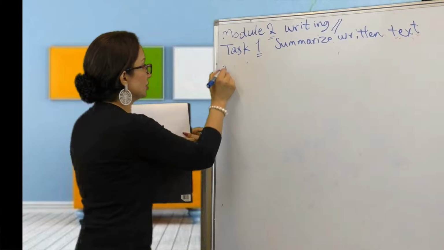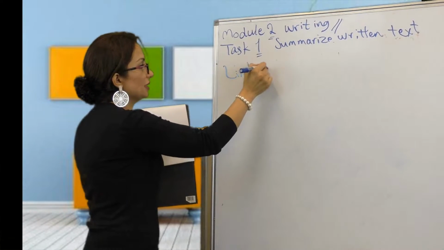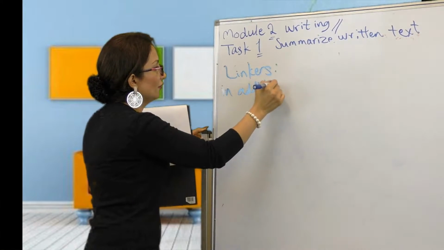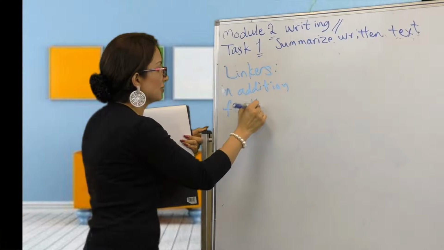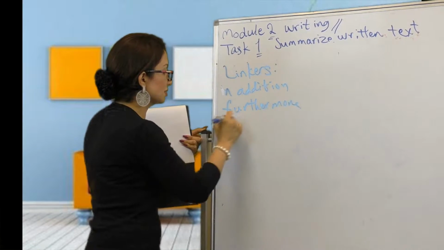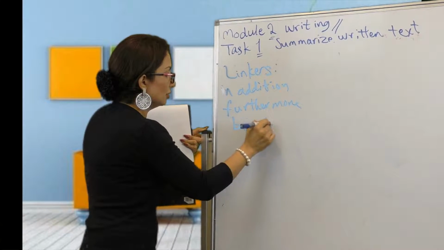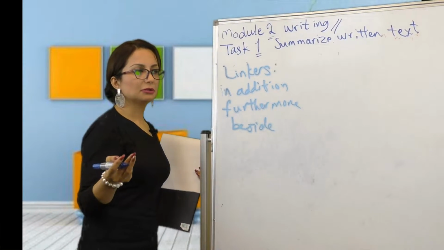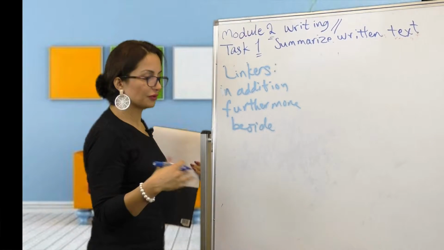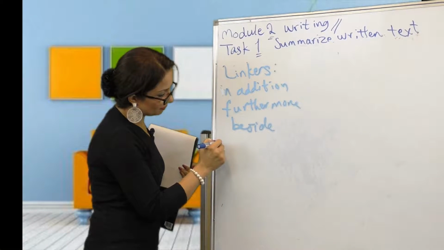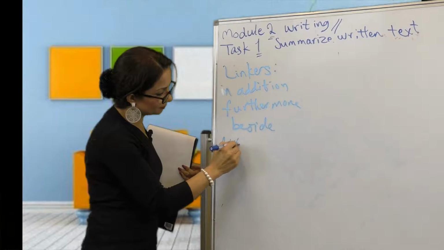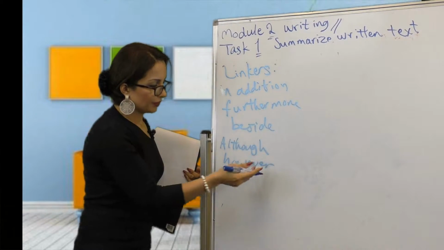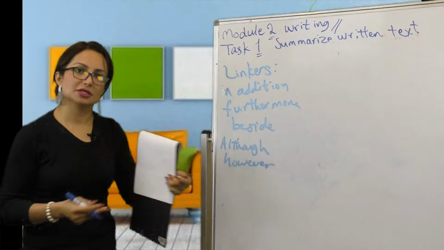So, linkers, you need to pay attention to them, okay? For example, in addition, furthermore. Let's say, for example, the passage just uses besides. It uses these 3 linkers, and let's say, for example, in the middle of the paragraph, you come across this one, although, however. So, this is a different idea, isn't it?